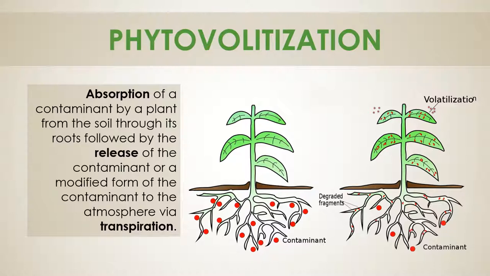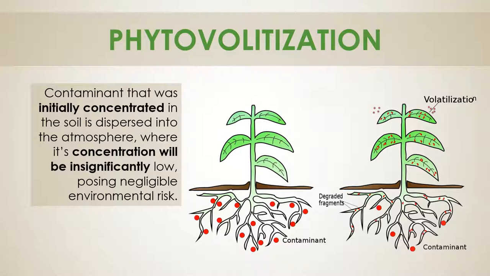And sometimes as these contaminants come up through them, there are certain physiological, metabolic processes going on in the plant. And they can modify those contaminants, which would have been initially concentrated in the soil and more toxic in that concentration. When they're released into the atmosphere, that concentration is much more diluted, and it renders their environmental risk negligible.